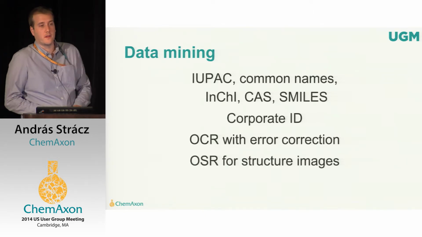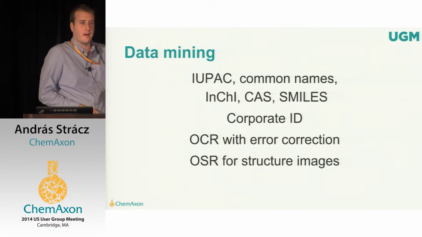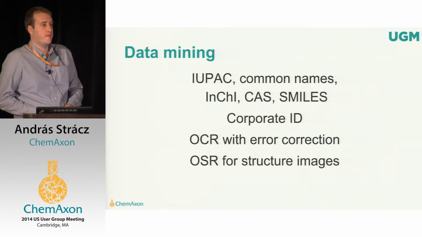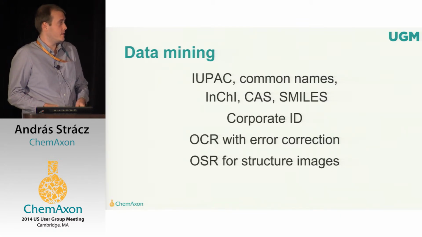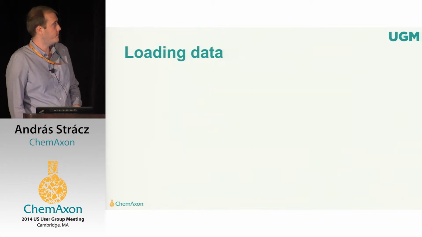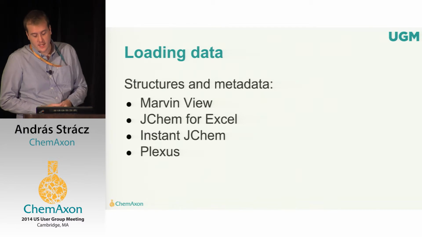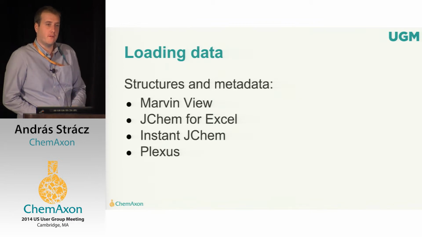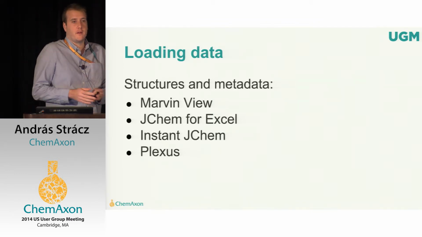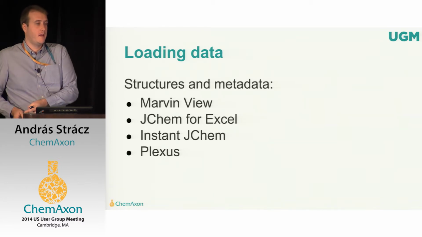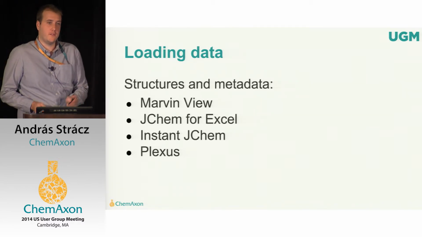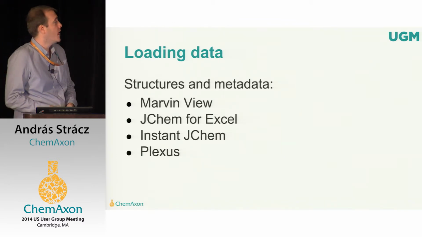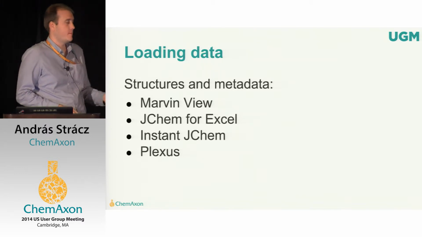We can also call on optical structure recognition tools. We support Cliff, Osra, and Imago very seamlessly inside all of these applications, so we can find the structures inside the images. If you want this for a single document, then as I mentioned, you can do this with any of our tools, the simplest being Marvin View. You just open up that PDF, even if it's a scanned PDF, the same way you would open up an SD file, which is pretty great. After some processing, you get a list of structures and some metadata. You can do this in JChem for Excel, Instant JChem, and Plexus as well.